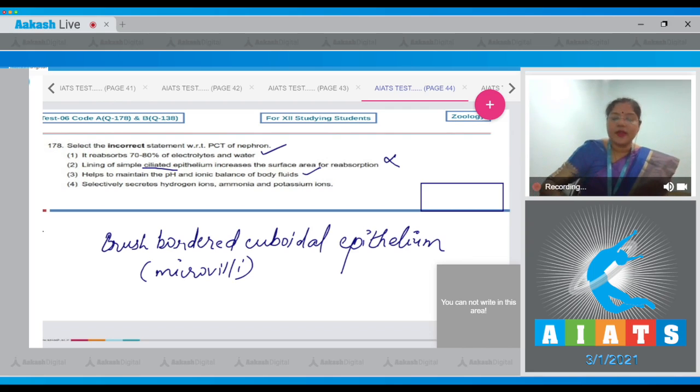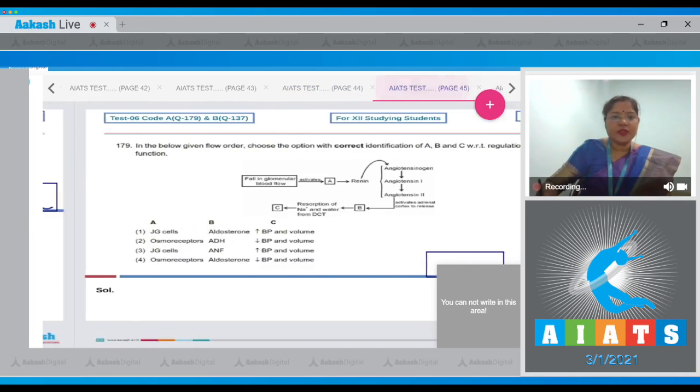This is correct. Option number 4, selectively secretes hydrogen ions, ammonia and potassium ions. This is also correct. Tubular secretion occurs in PCT, DCT and collecting duct. Correct answer to this question is option number 2. Let's move on to the next question.